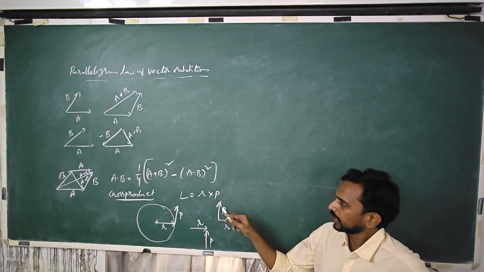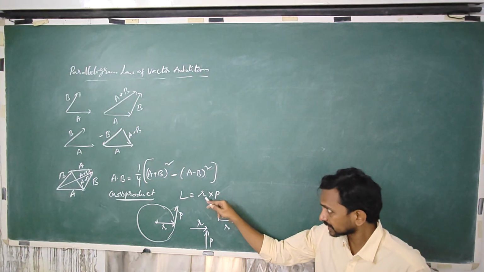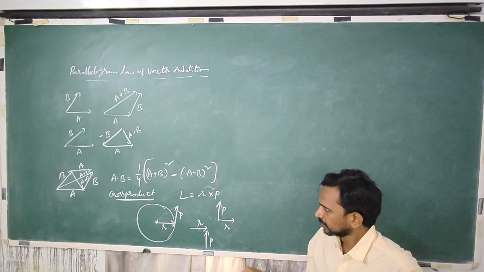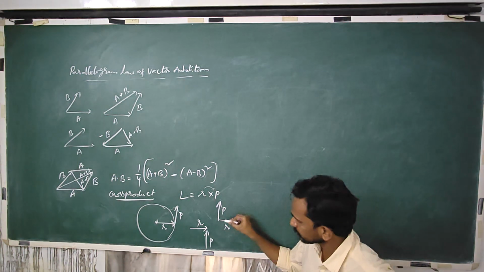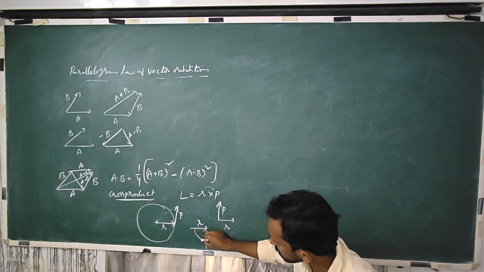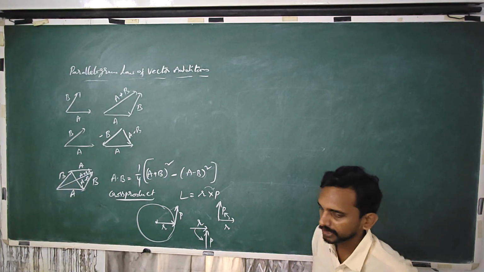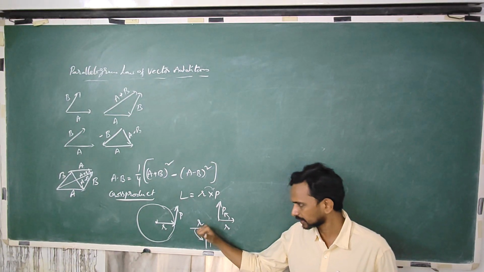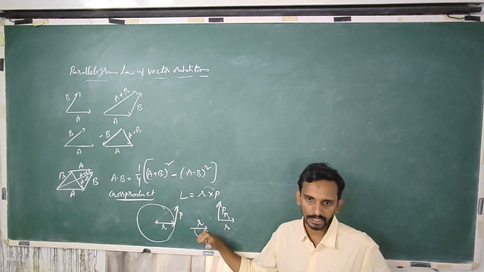Then you have to look for the lowest angle starting from the first vector to the second vector. So you have to travel from R to P and you have to consider the lowest angle. So this is the direction of motion starting from R to P. So now the rule is, if the curl of your fingers represents the direction of motion from the first vector to the second vector, your thumb gives you the direction of the resultant.